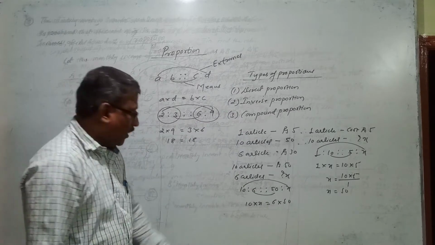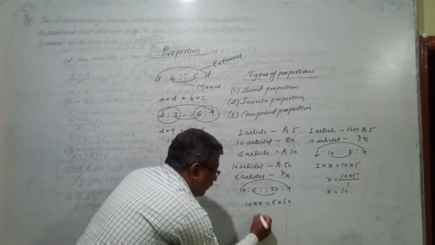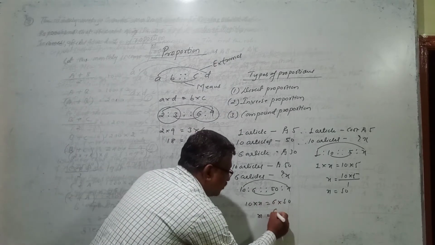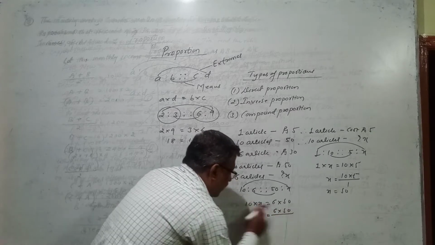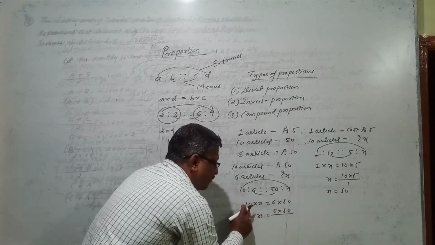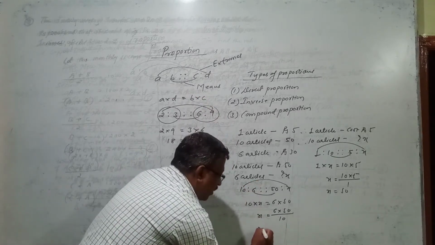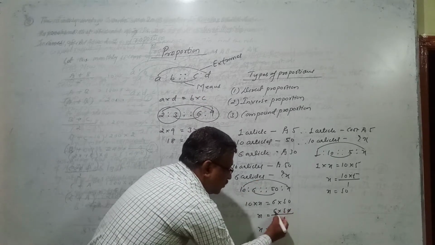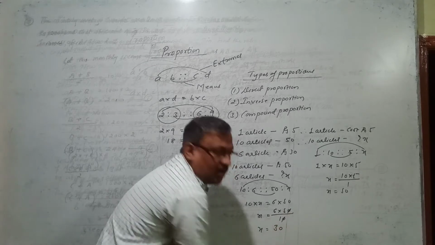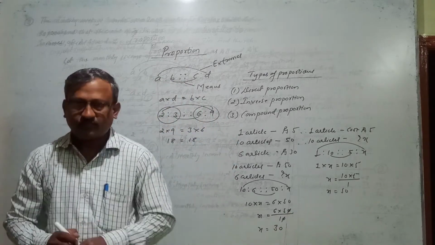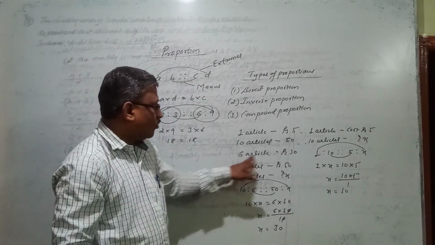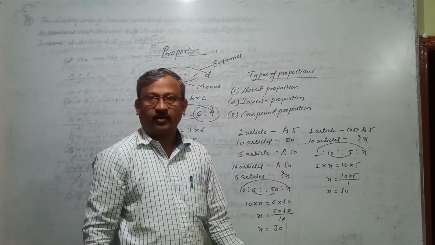Now I want the x value, so keep this x here only. This is equal to 6 into 50. Transfer 10 to that side, so this multiplication becomes division. Divide this, so x is equal to, if we divide this, 6 into 5, you get how much? It is 30 rupees. So 6 articles cost me how much? It is 30 rupees. Clear?